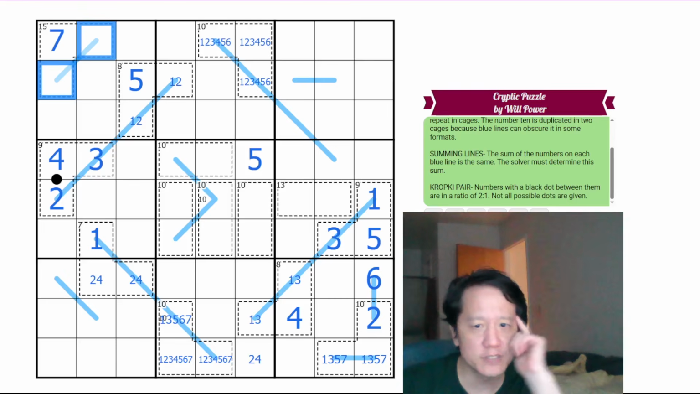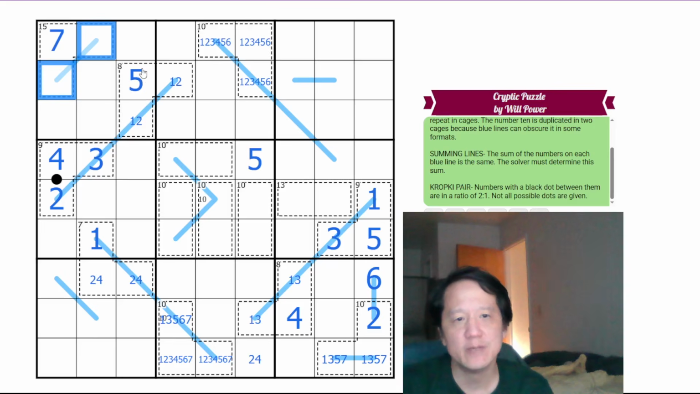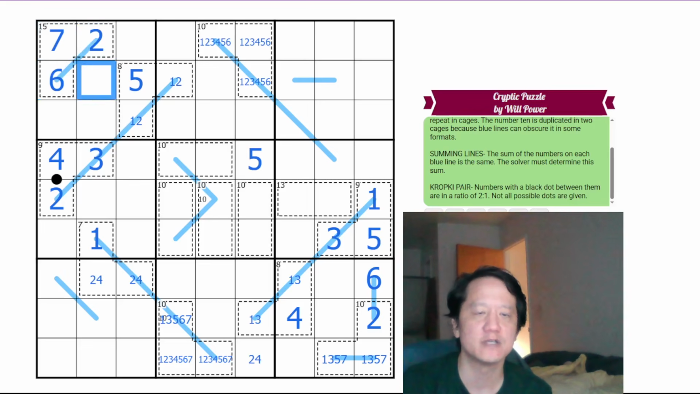This cannot be 1, 7, so it's either 2, 6 or 3, 5. It cannot be 3, 5 because of the 5 in the box. So this must be a 2, 6 pair. 2 can't be here because of 2 in the column. So that's 6, which makes that 2. Which means this can't be 2. That's 1, which means this can't be 1. So that's 2.